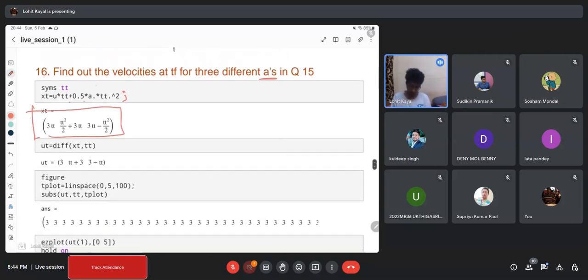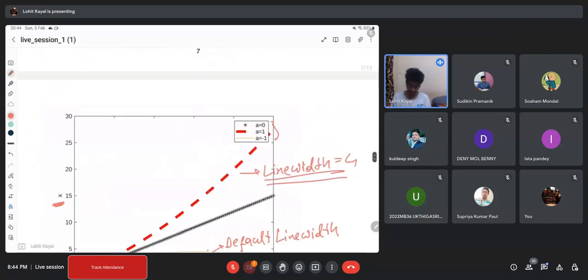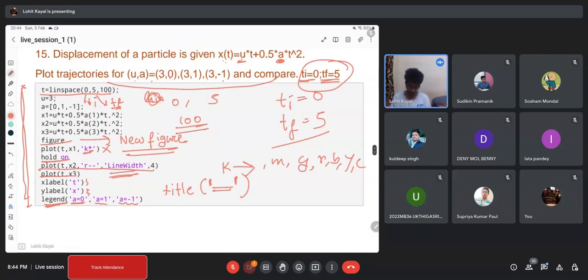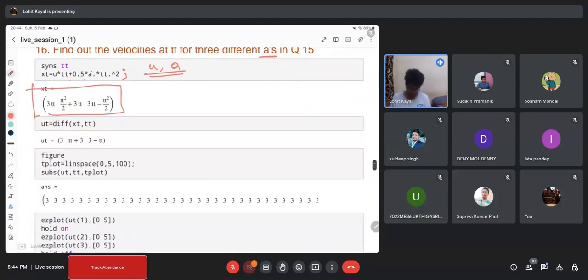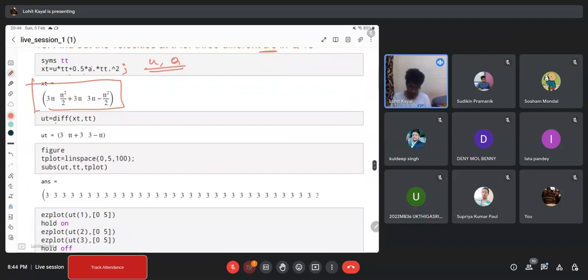Okay, now remember, already my u and a are specified. I have specified in this code. Okay, u is 3 and a is 0, 1, -1. All right, now ut equal to diff xt comma tt. Okay, so previously I have told that this is the syntax diff.